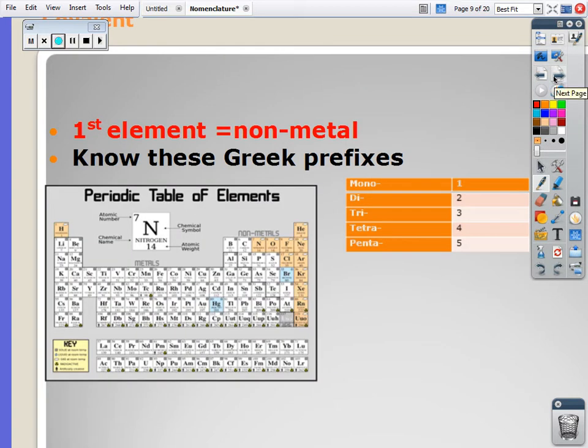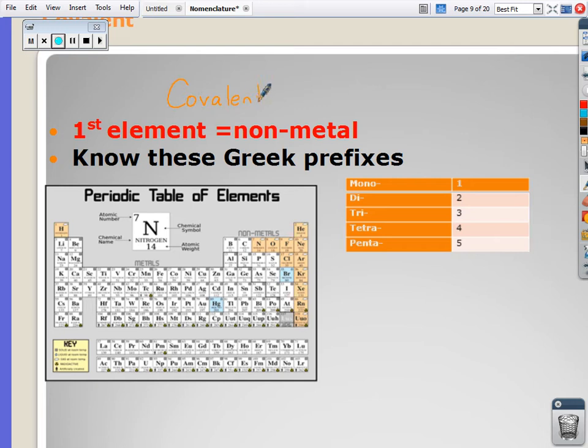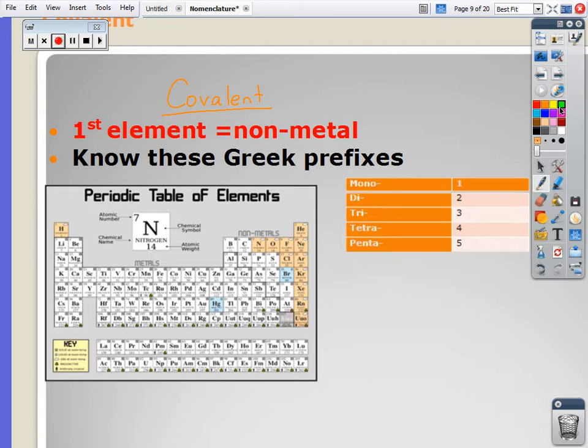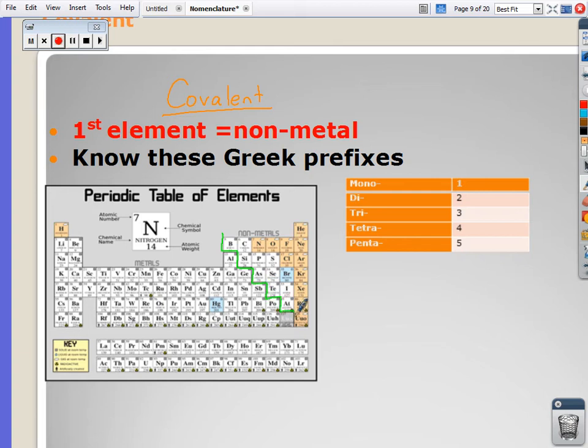Now, what happens if the first element's a nonmetal? Well, now you have what's called a covalent compound. So if you look, what was our dividing line again? Our dividing line was here, right? That separated the metals from the nonmetals. Metals are on this side and nonmetals are on this side. So I'm going to play a game and we're going to call this Greece. So everything in this area is Greek.